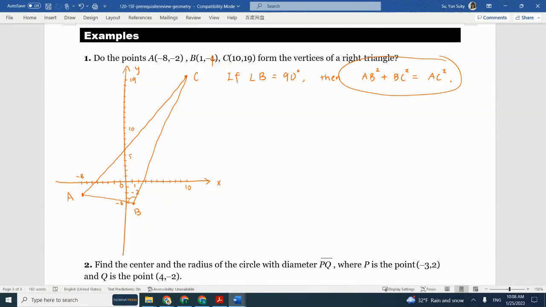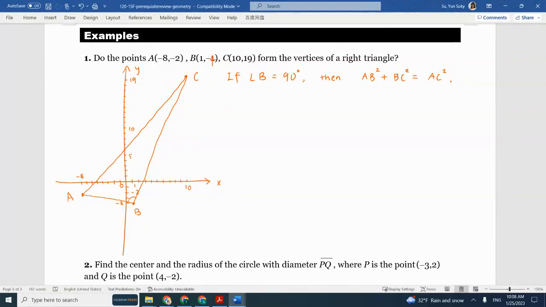Then they are perpendicular. Then we know angle B is a right angle. So that way is much faster and shorter. But because we assume that you haven't learned vectors, we cannot use that method. So let's use the Pythagorean theorem.